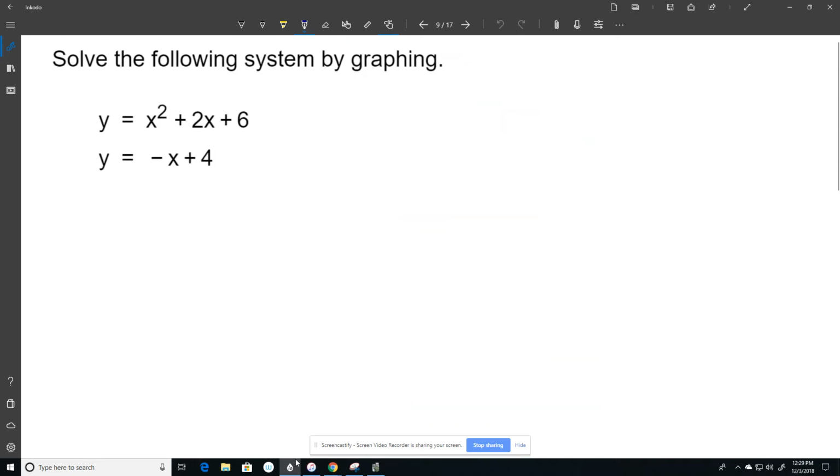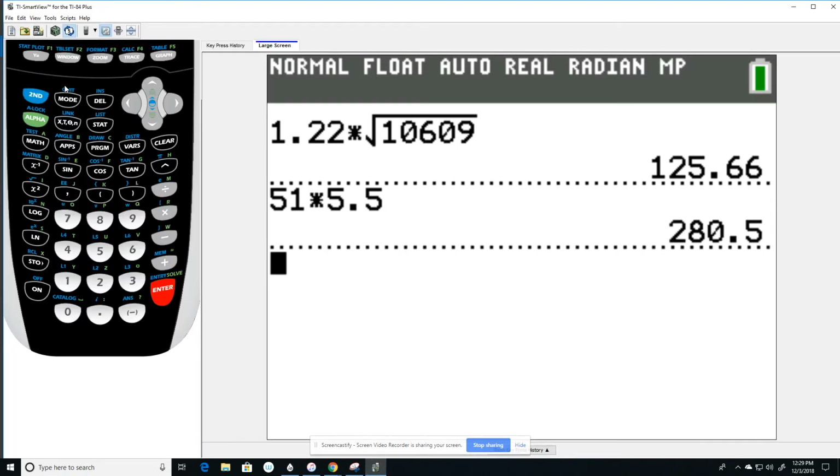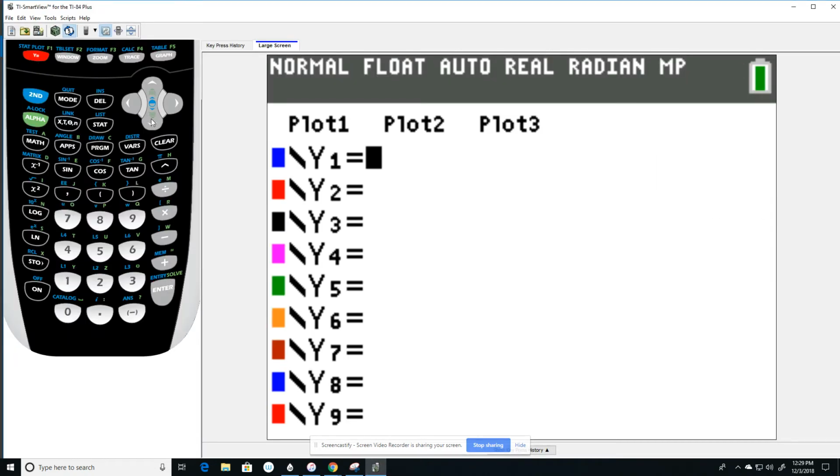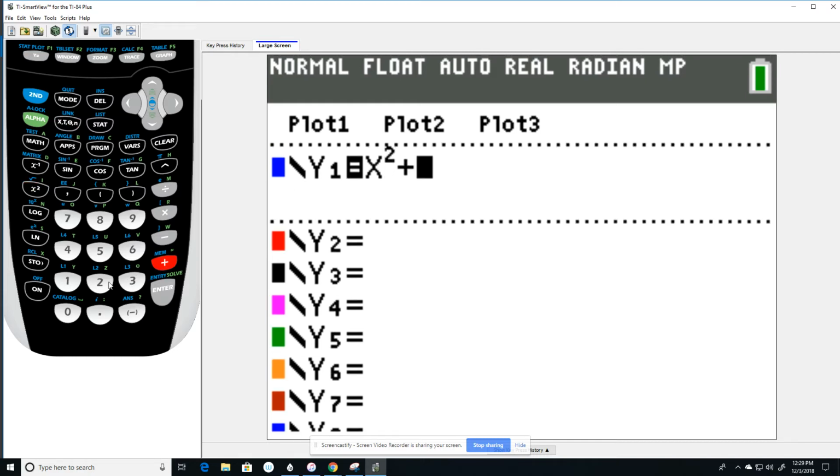All right, number 9. Solve the following system by graphing. So x squared plus 2x plus 6 and negative x plus 4. It wants us to graph, which technically we could solve all of these by graphing, but let's go ahead and do that. So x squared plus 2x plus 6.